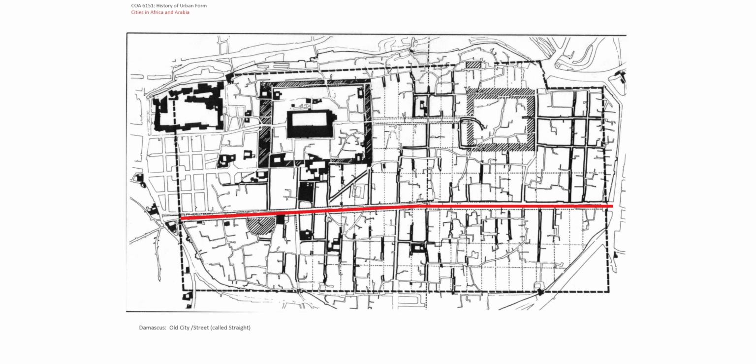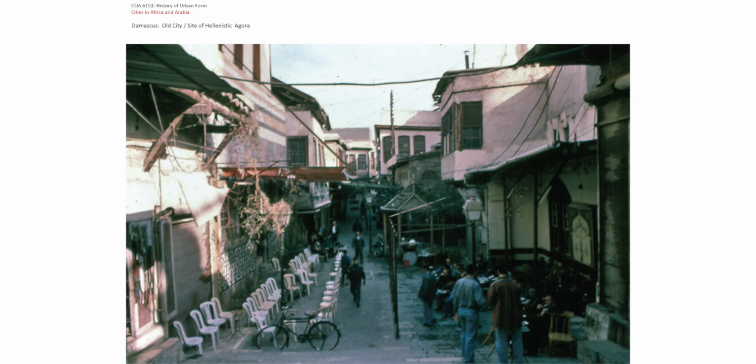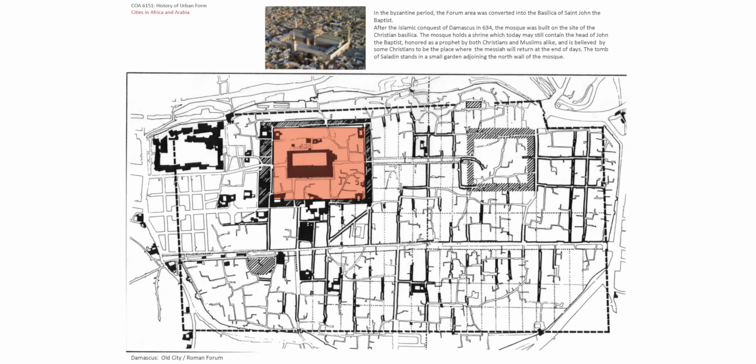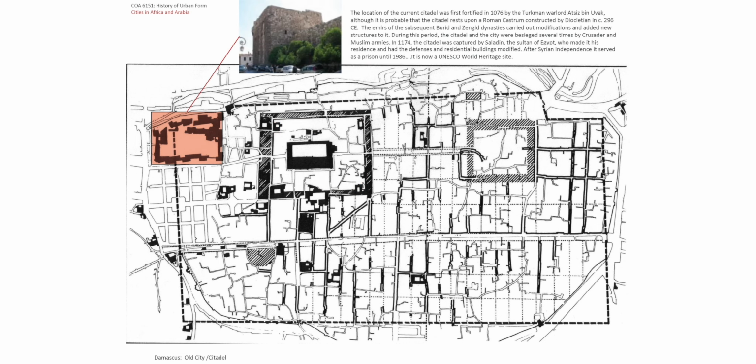So here's the street called Straight, the site of the Greek agora. That's what it looks like today. That's about the widest space in it. And then the site of the Roman Forum. And then a medieval addition, which was the citadel, first fortified in the 11th century of the Common Era by the Turkmen warlord, whose name I will not attempt to pronounce because I will screw it up.